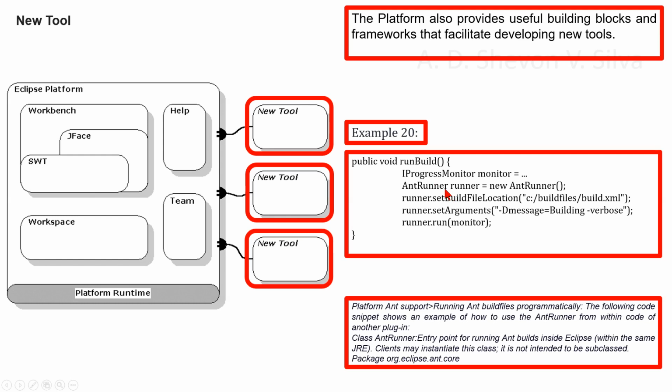This is in the package org.eclipse.ant.core. The Ant support built into Eclipse allows plugins to programmatically run Ant build files. This is done via the AntRunner class, included in the org.eclipse.ant.core plugin. The following code snippet shows an example of how to use AntRunner from within the code of another plugin. If a progress monitor is used, it is made available to the running tasks. Note that only one Ant build can occur at any given time if the builds do not occur in separate VMs.